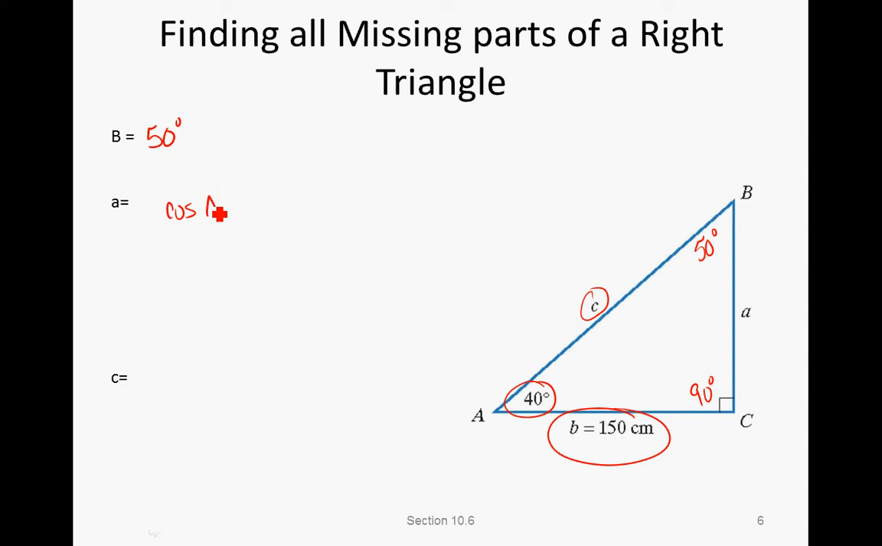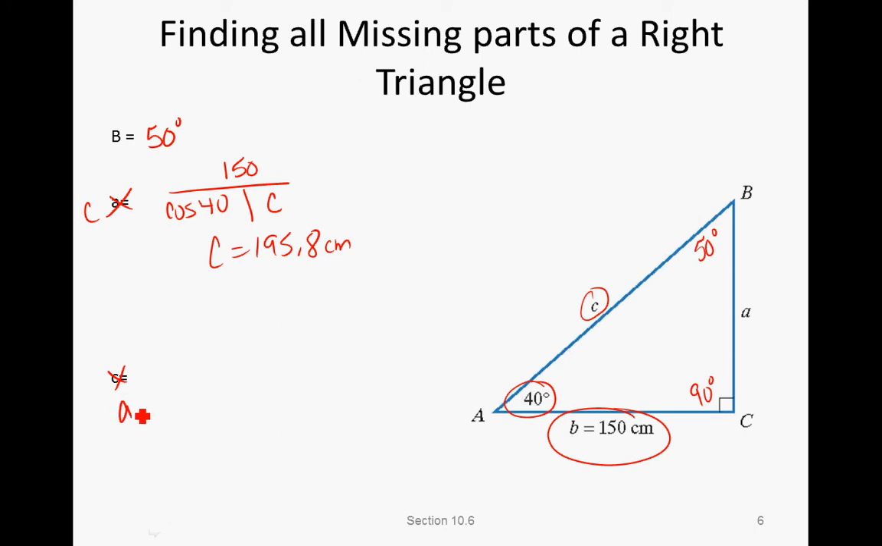So the cosine of angle A will be the adjacent side, 150, divided by the hypotenuse. And I know that angle A, I'm going to put that in here, was 40 degrees. So what I need to do is take 150 and divide by cosine of 40 degrees, and when I do that, I get 195.8. So side C equals 195.8. We were working in units of centimeters. So there is side C.